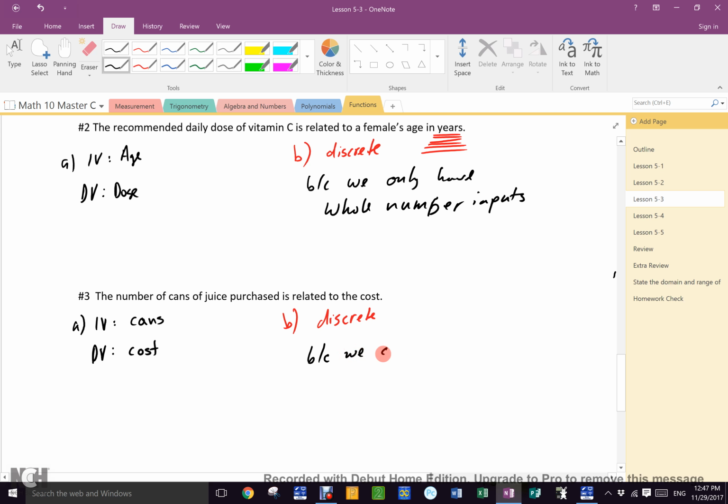Because we cannot buy half a can, can we? I'm real thirsty, but I'm not quite thirsty enough to drink a can of juice. So here's $1, Safeway. I'm going to buy this $1 can of juice. Glug, glug, glug. I drank 3/4 of it. Here, I would like 25 cents back. Does that happen? No. So this is discrete because I cannot input fractions of cans when I go to the store, can I? I can only buy whole cans.